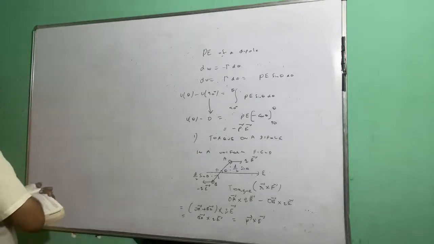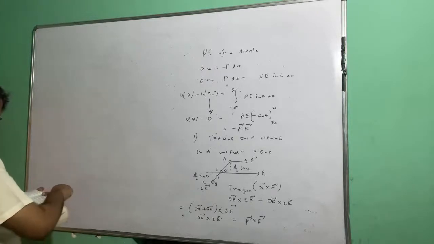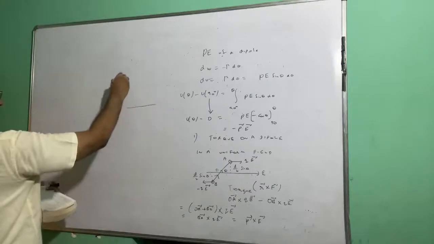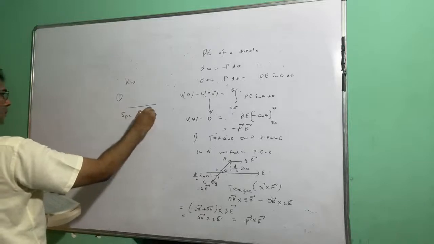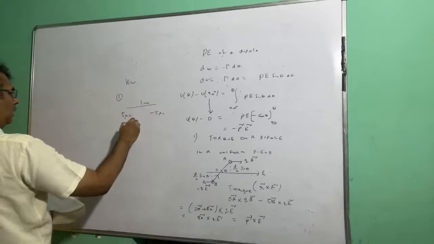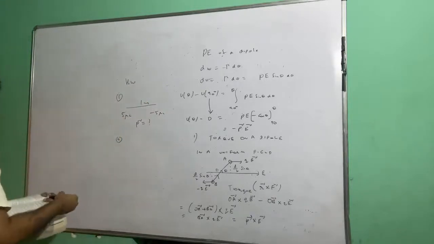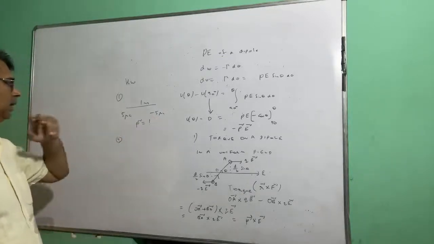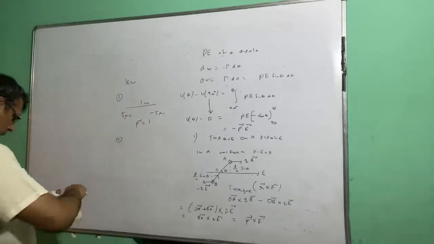I am giving you the homework now. The first homework question: there are two charges, 5 microcoulomb and minus 5 microcoulomb, kept 1 millimeter apart. What is the dipole moment? That is number 1.